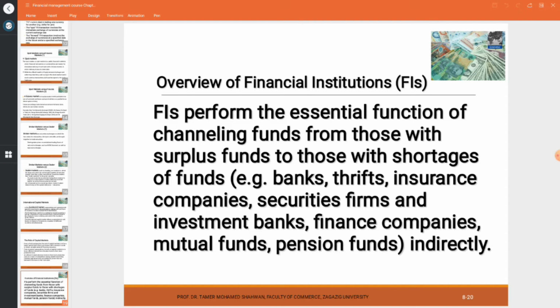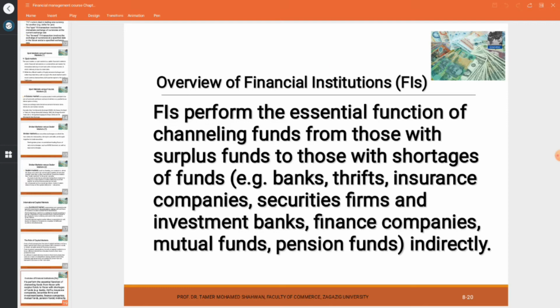Financial institutions, we refer to them as FIs. FIs perform an essential function by channeling funds from those with surplus funds to those with a shortage of funds. We have different types of financial institutions: banks, thrifts, insurance companies, securities firms and investment banks, finance companies, mutual funds, and pension funds. All of those provide an indirect mechanism of transferring funds from those with surplus funds to those with a shortage of funds.